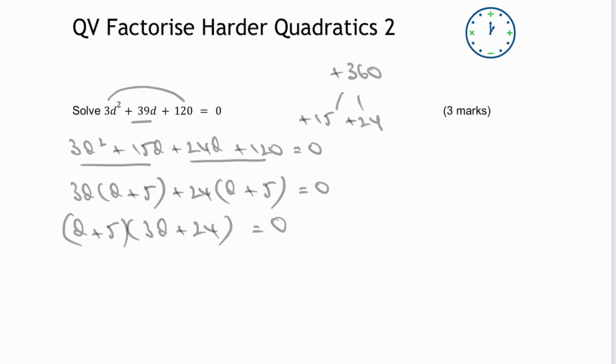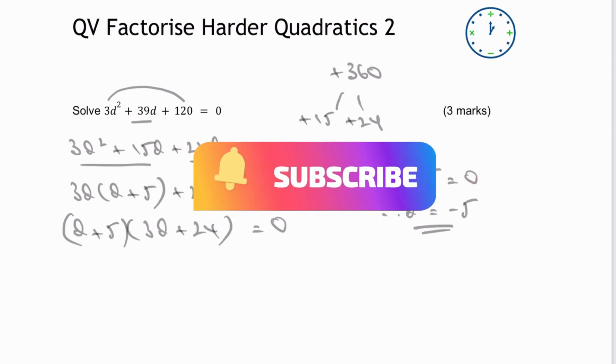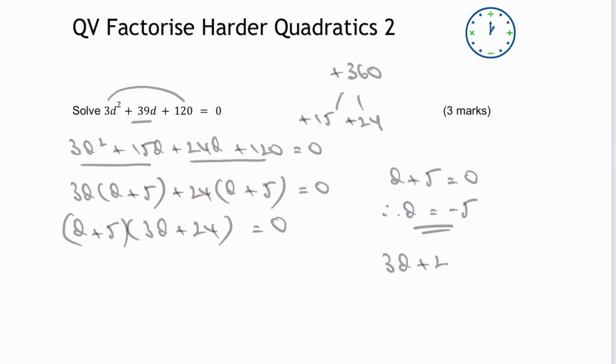Let's look at the solutions of that equation. The solutions are going to be, therefore, that d plus 5 equals 0, so therefore d must equal minus 5, and that would be my first solution. And then the second one is I've got 3d plus 24 equals 0. If I take 24 to the other side, I'm going to get minus 24, so 3d equals minus 24. Divide through by 3, and I'm going to get d equals minus 8, and that would be the answer to the second part of the solution.